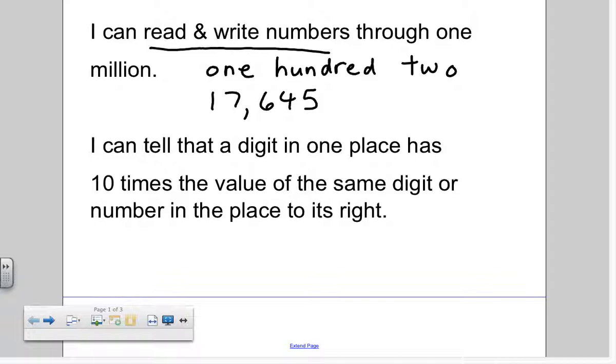you would be able to say 17,645. Try this one. Try writing it on your dry erase board and saying it in your head. Go ahead and pause. Welcome back. Did you write this?